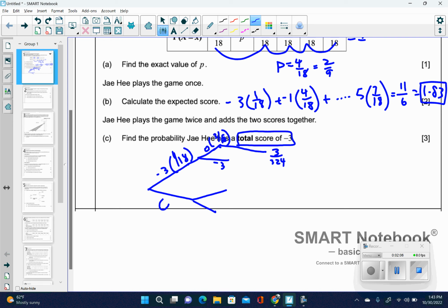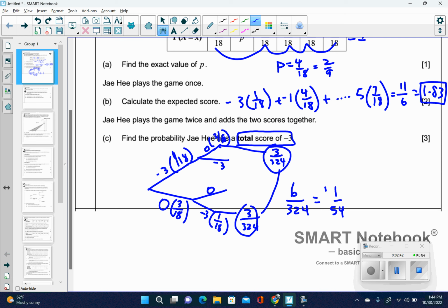If you get a 0 on the first try, the probability of getting a 0 is 3 out of 18. And then on the second try, you could get either a 0 or a -3. And again, for the 0, we don't really care, but for the -3, the probability is 1 out of 18. So when you multiply those two, you're also going to get 3 out of 324. And since it's one case or the other, you're going to add those two numbers together. That's 6 over 324, which is the same thing as 1 over 54. Okay, you could put it as a decimal, that's fine as well.